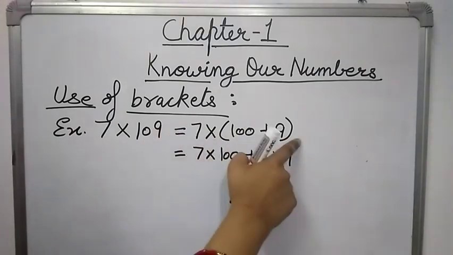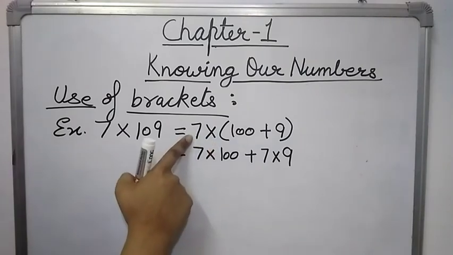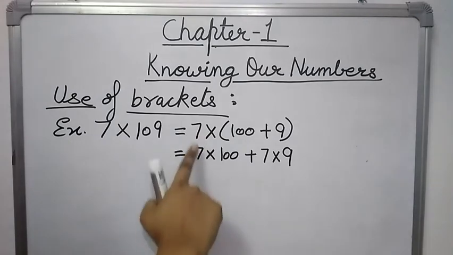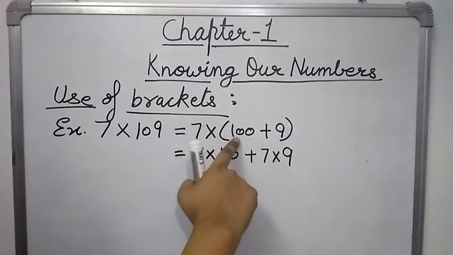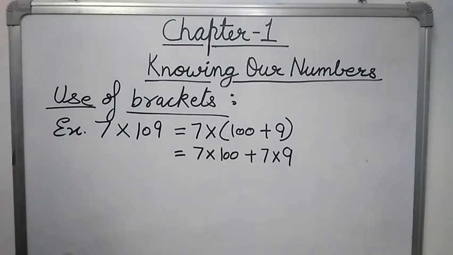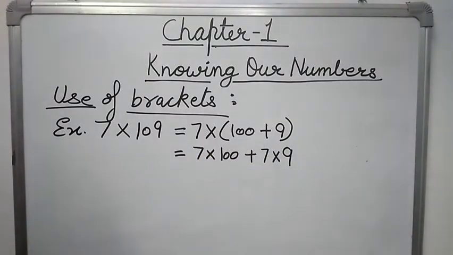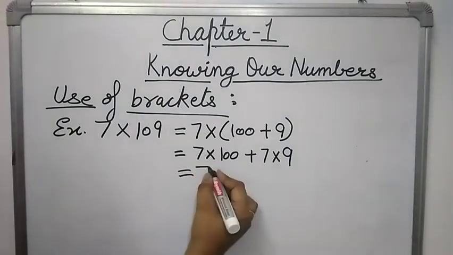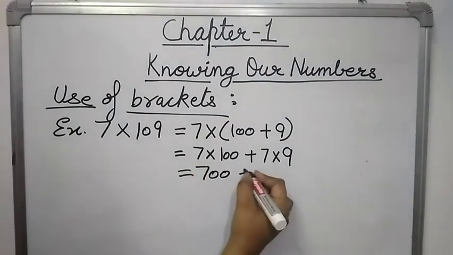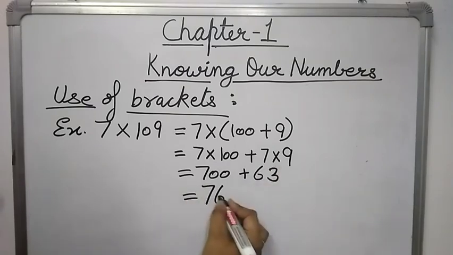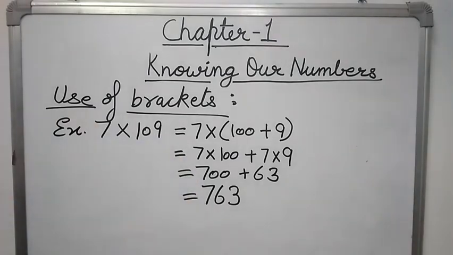Whenever there is a bracket and any number outside which needs to be multiplied, or any operation with it, we will multiply that number with each and every number inside the bracket. So I multiplied 7 with 100 and 7 with 9. Now 7 multiplied by 100 is 700, and 7 multiplied by 9 is 63. So the answer is 763. Isn't it easy, rather than multiplying 7 to 109?